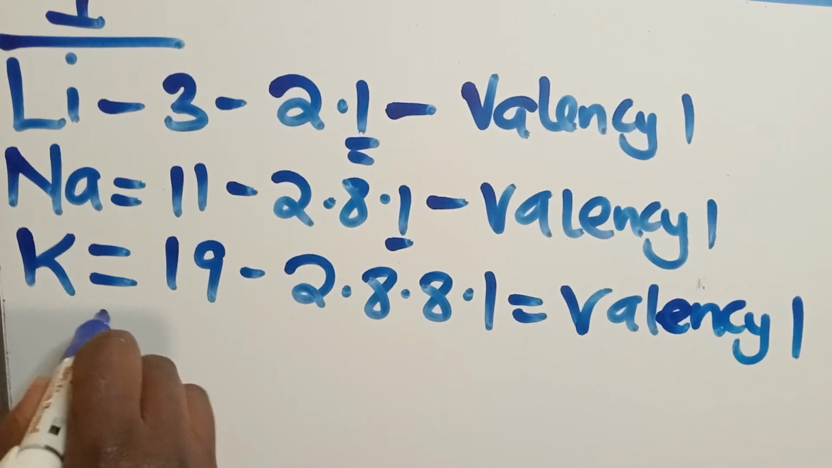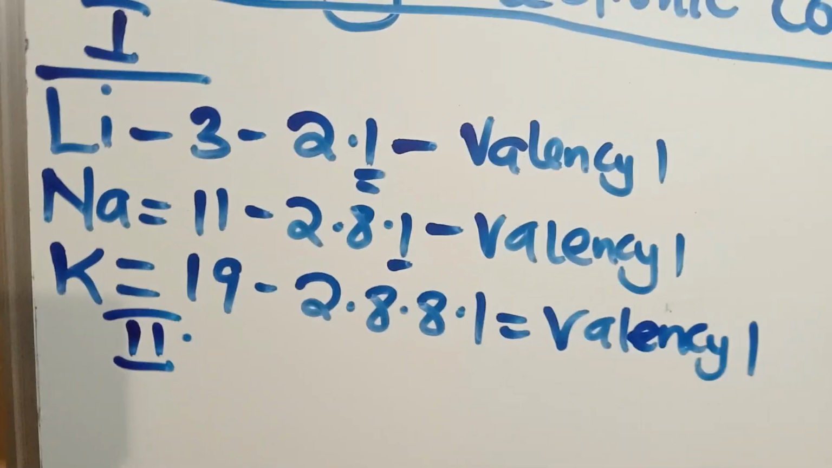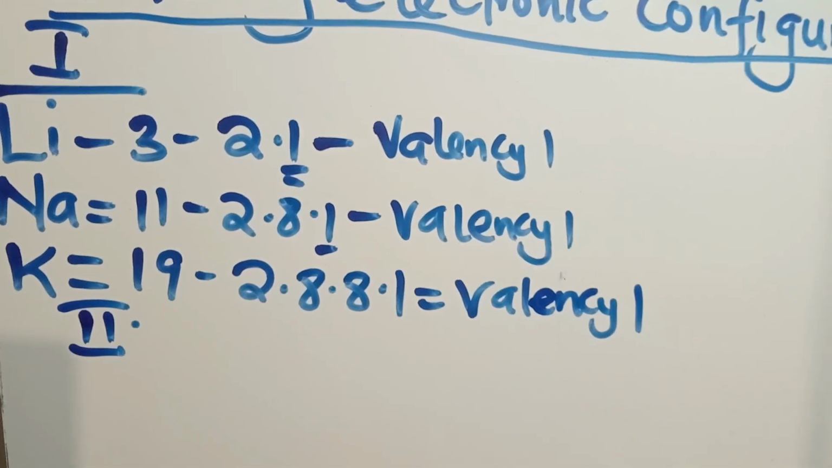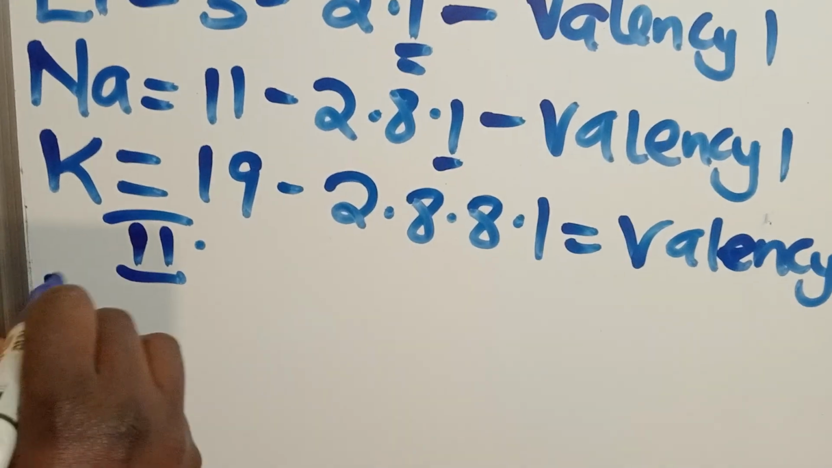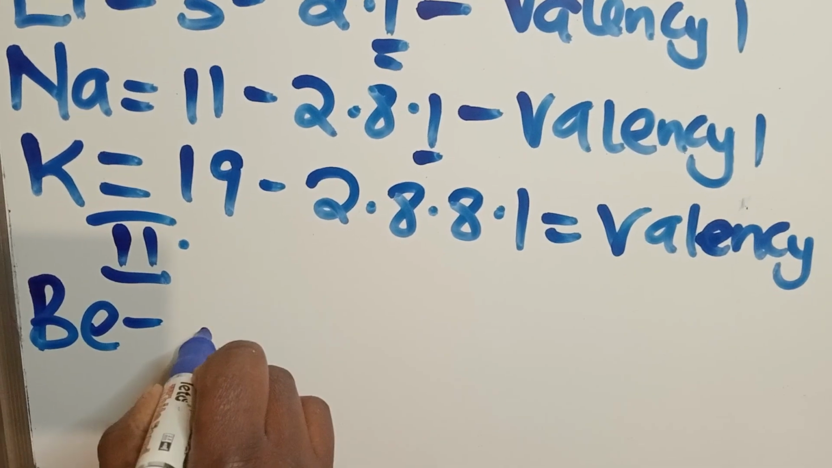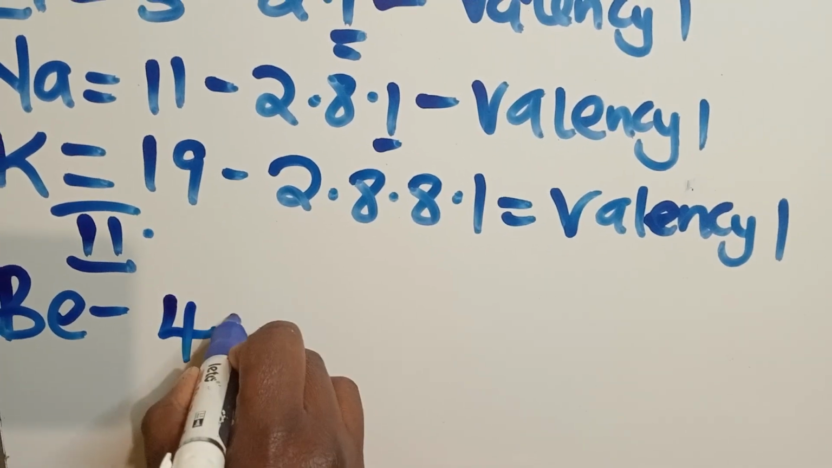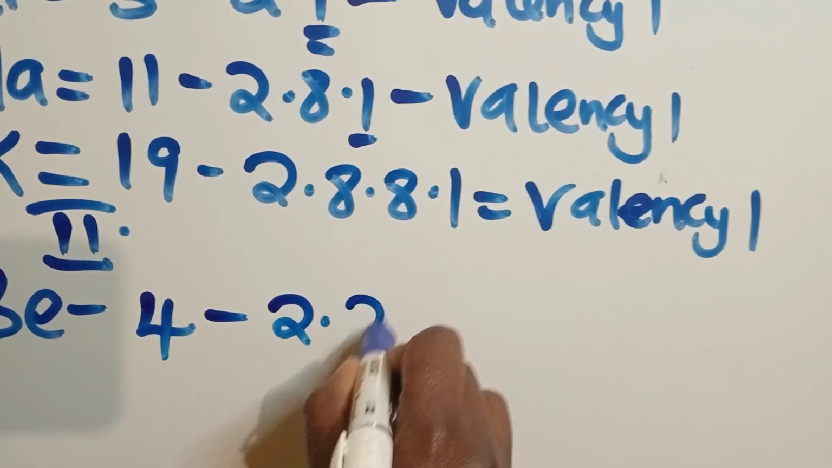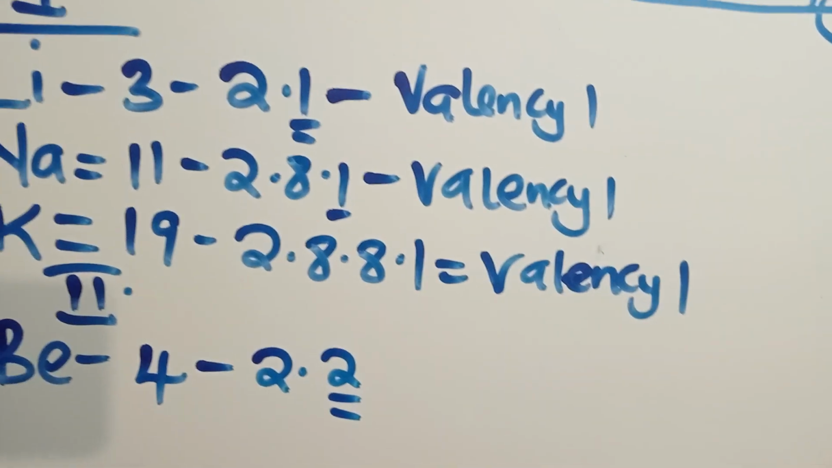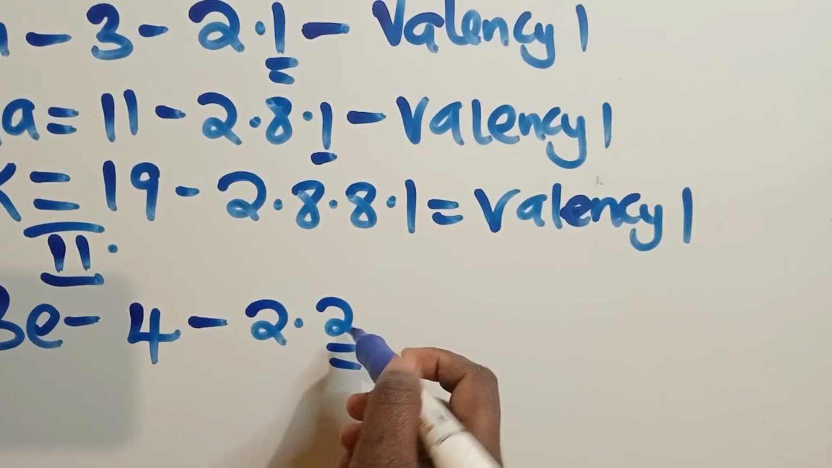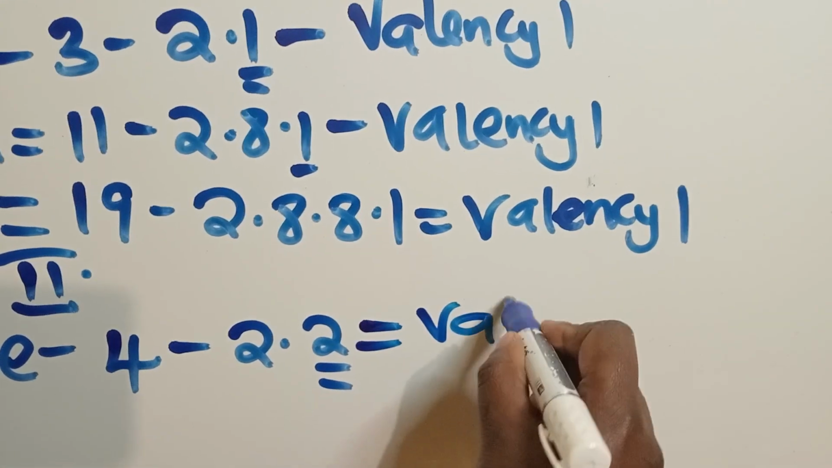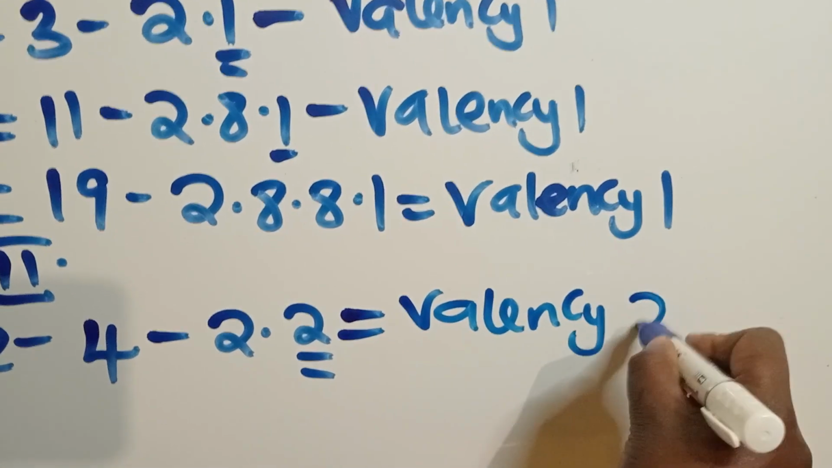Then we go to group 2 because we are determining the valency of the first 20 elements in the periodic table. To begin with, we have beryllium, atomic number 4, electronic arrangement of 2.2. This one also is a metal. It will be reacting by losing these 2 electrons, so it also has valency 2.